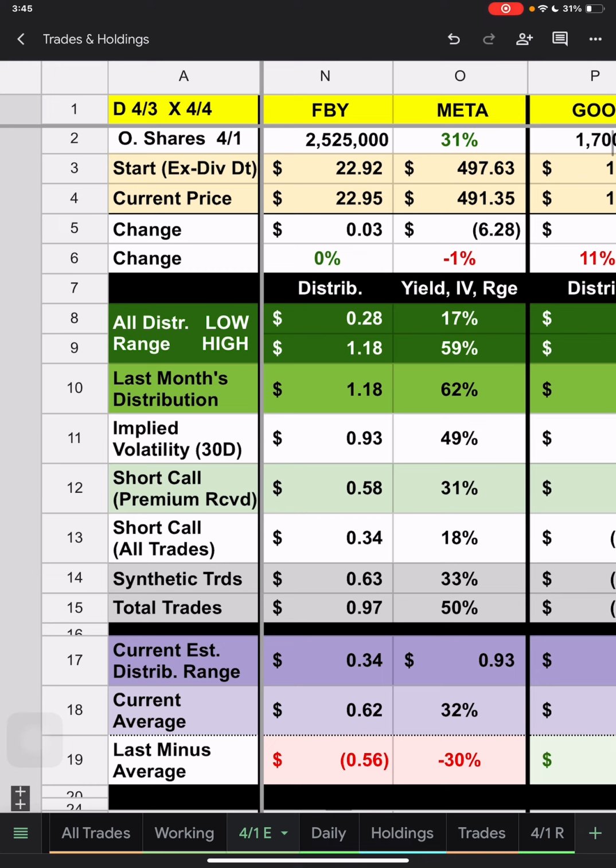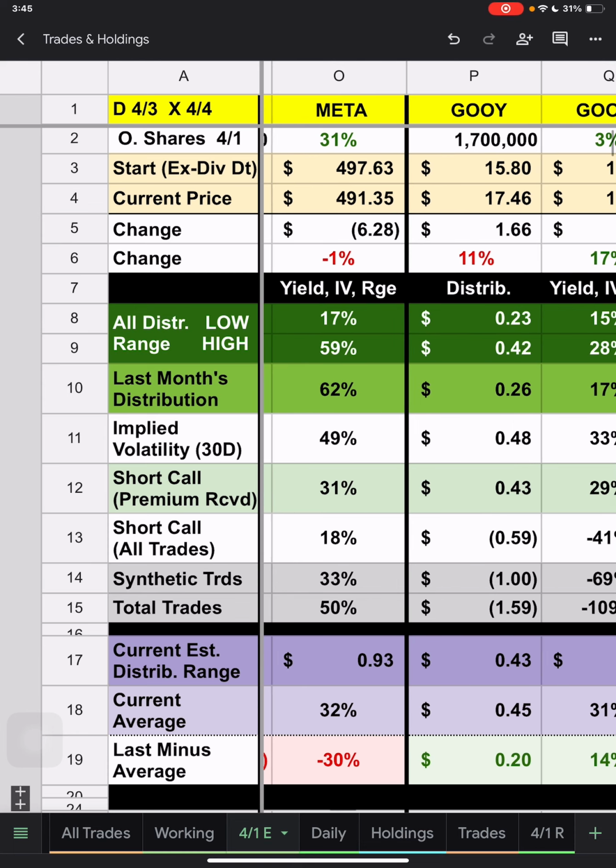If we move on to Phoebe, outstanding shares are up 31%. Phoebe has done better than the underlying Meta. And our short call premium received for the month has been 58 cents. And the current distribution range, using those up there, is 34 to 93 cents with an average of 62 cents.